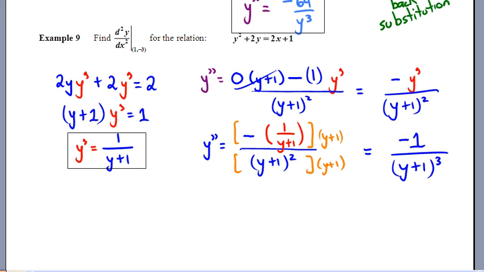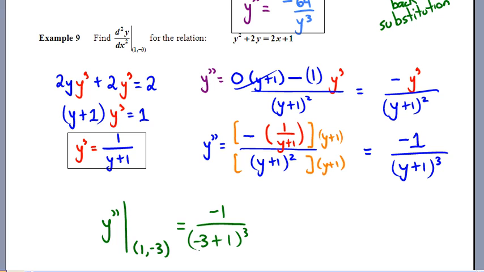Almost done, except they're like, oh, can you please go and put this point in? Can you please go and figure out your second derivative at the point? And they're requesting 1, negative 3. I don't even need to know about the 1, actually, in this particular problem. I can actually just say it's going to be this easy. Negative 1, we'll just take the y. Negative 3 plus a 1 cubed. Okay, so a negative 1 sitting on top of a negative 2 cubed. We've got a negative 1 sitting on top of a negative 8. All right, 1/8. And that one's done.